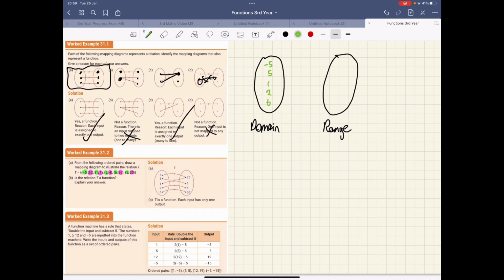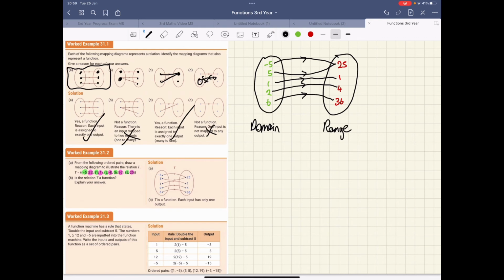And my range values are 25, 1, 4, and 36, all right? So 5 maps onto 25, but so does -5, all right? 1 maps onto 1. 2 maps onto 4, and 6 maps onto 36. So there I go. I've answered it using a mapping diagram. Is the relation T a function?